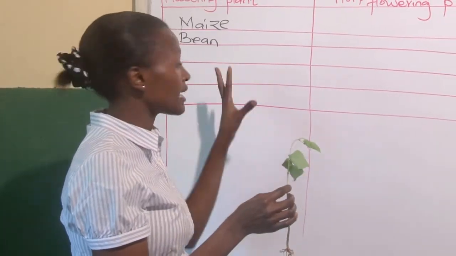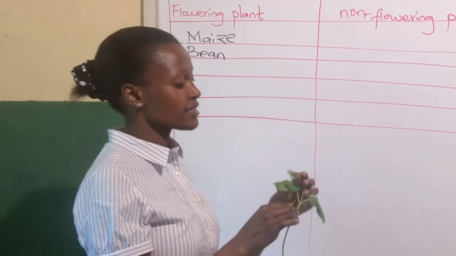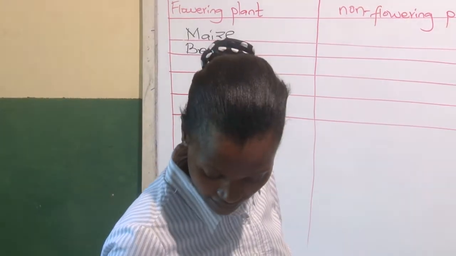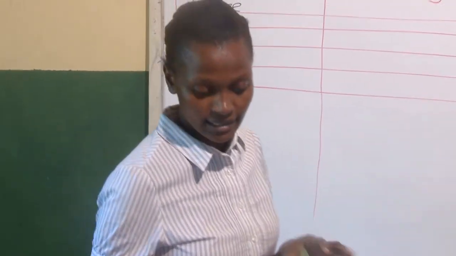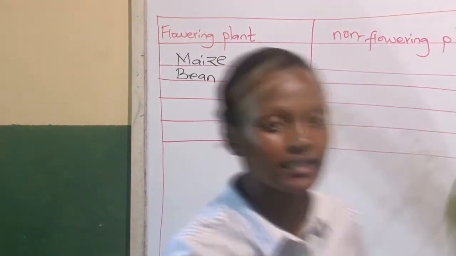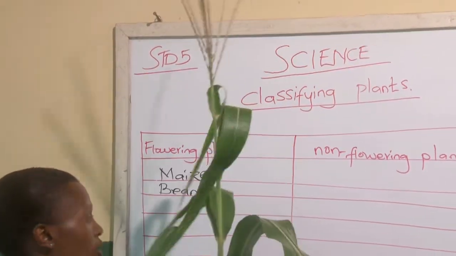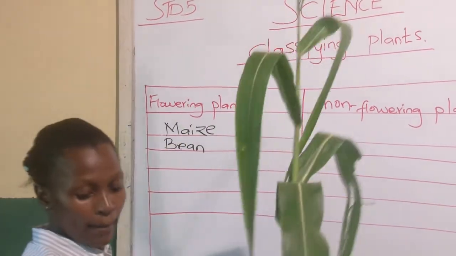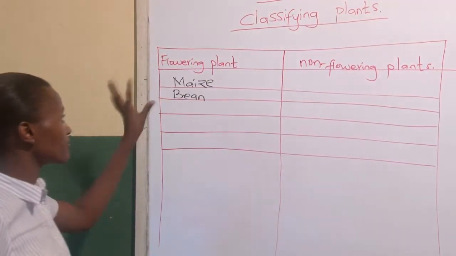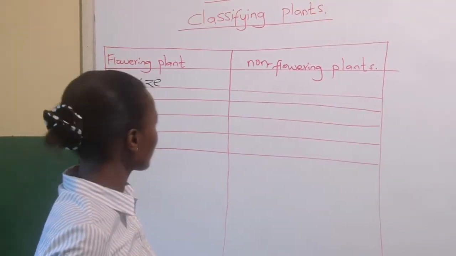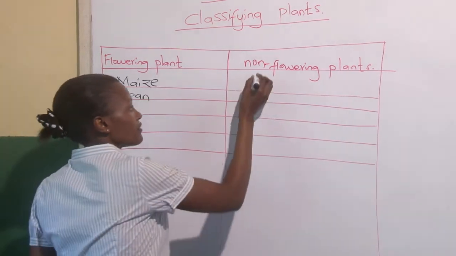And under green plants, we can classify it as flowering since it has got what? It has got some flowers here. And back to the maize plant, it has got some flowers here. That's why we have grouped it under what? Under flowering plants. And we have a long list of the flowering plants. And under the non-flowering plants, we have the first example as the fern.